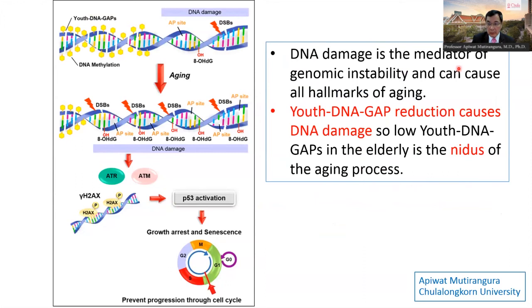This is the whole theory of aging that we think we can conclude from our study. People know that if you have DNA damage, then you send a signal to arrest growth and enter senescence. But people do not know how aging increases DNA damage. We prove that reduction of DNA gap can increase DNA damage. So we think that the reduction of DNA gap is the nidus process of aging.